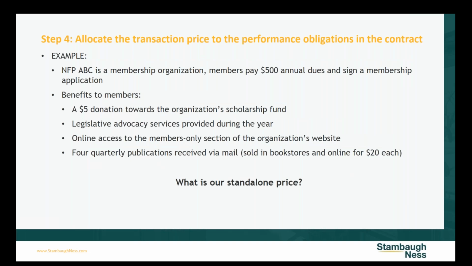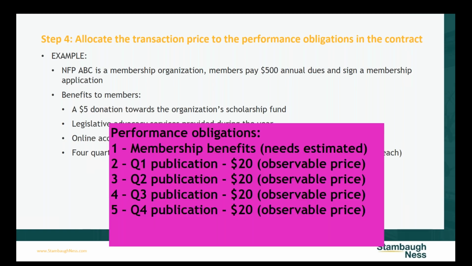So in our example, coming back to here, what is our standalone price for our performance obligations? So remember, we've got 5 performance obligations. We've got our membership benefits and our 4 quarterly publications. Our 4 quarterly publications, as I have said, have an observable price. I can purchase them for $20, but our membership benefits need to be estimated because we don't sell those. We don't sell them on their own, and therefore we don't have an observable price. So we need to estimate it.